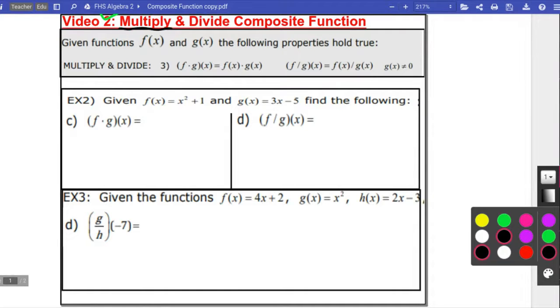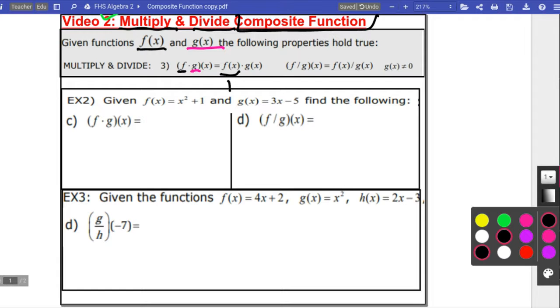Video dose, we're multiplying and dividing composite functions. You just upgraded, my friend. You went from adding to subtracting to multiplying. So, like I said earlier, you're going to have an f of x and a g of x, possibly even more. This time, it looks like you're multiplying. What are you multiplying? You're multiplying f times what? Times g, right? So it looks like this.